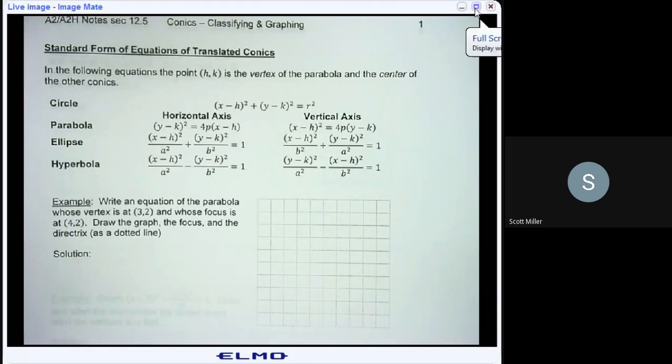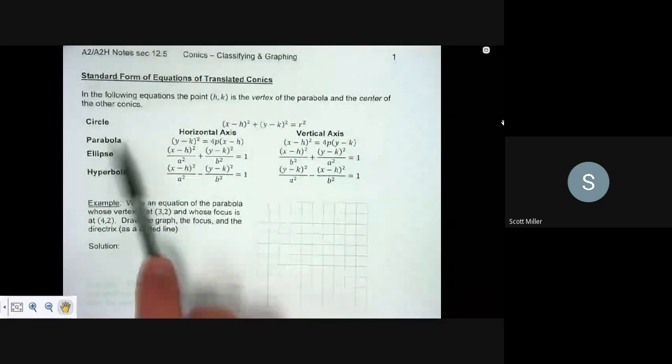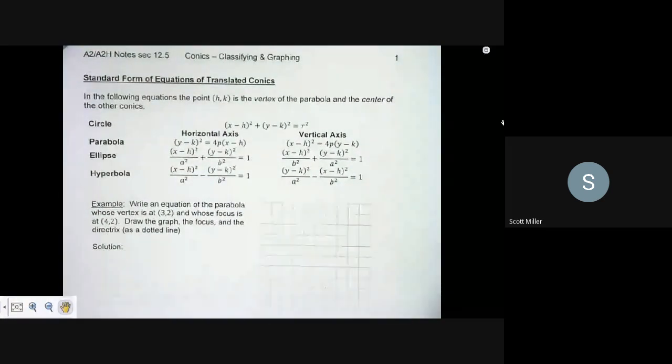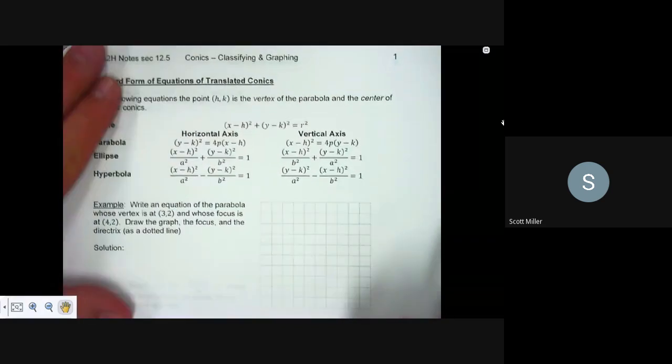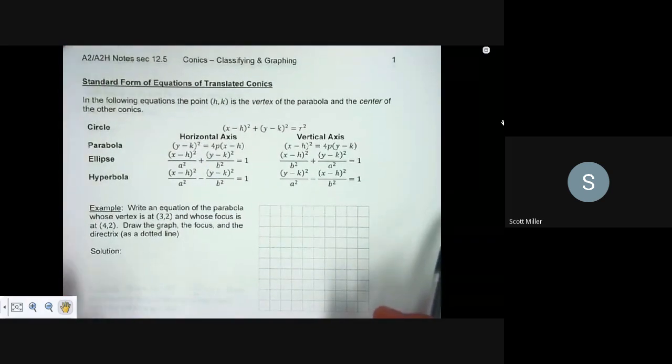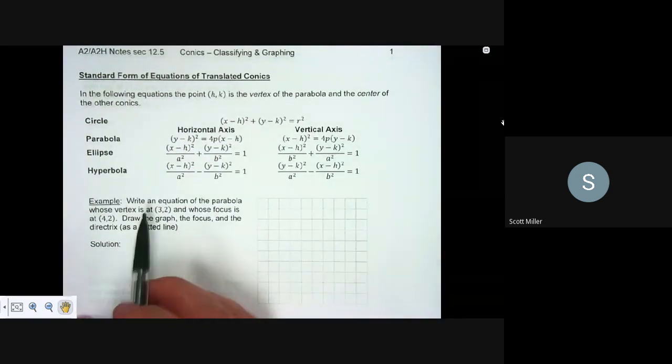Okay, this is section 12.5. We're going to be looking at the transformational form or standard form of all the conic sections, where we're moving the center from the origin to another location, and we're going to be graphing those and identifying them based off of the information that's given to us.